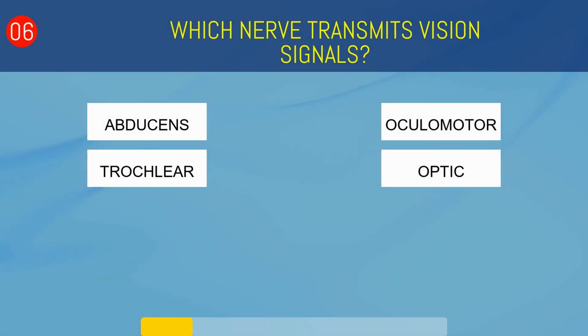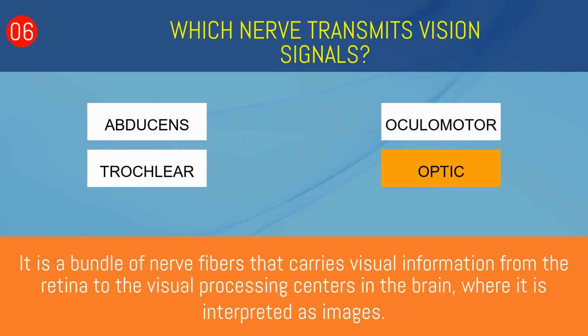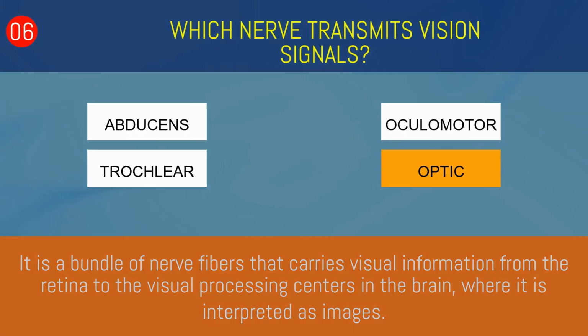Which nerve transmits vision signals? Abducens, trochlear, oculomotor, or optic? Optic. It is a bundle of nerve fibers that carries visual information from the retina to the visual processing centers in the brain, where it is interpreted as images.